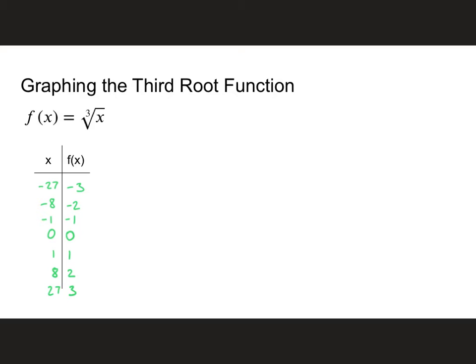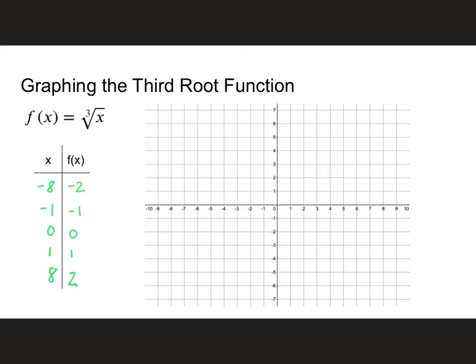So let's see what this looks like. If I take that table of values and start plotting these points: -8, -2; -1, -1; 0, 0; 1, 1; 8, 2. If I plot these points and connect the dots, what's going to end up happening? I'm going to end up with this really curved line that looks like it's going to flatten out and then continues going. This is what the graph of the third root of x looks like.